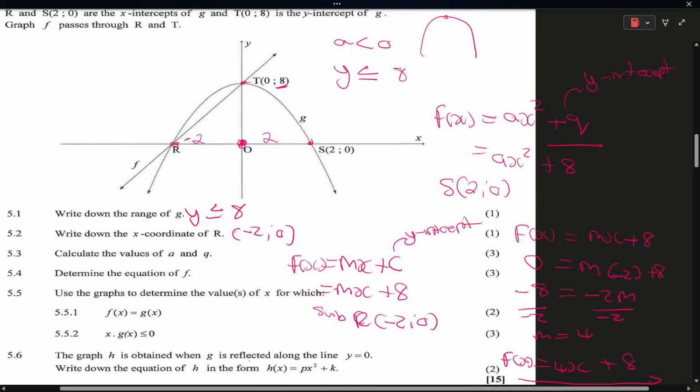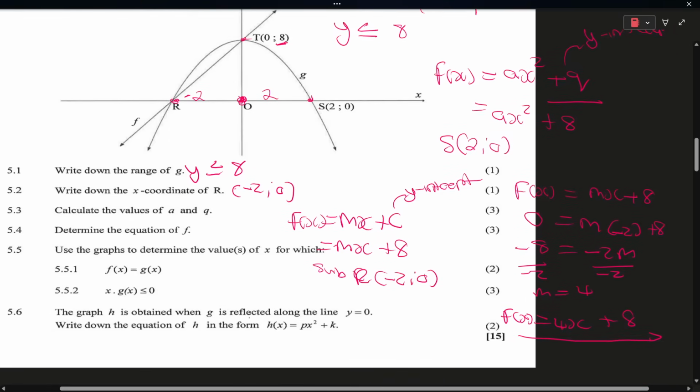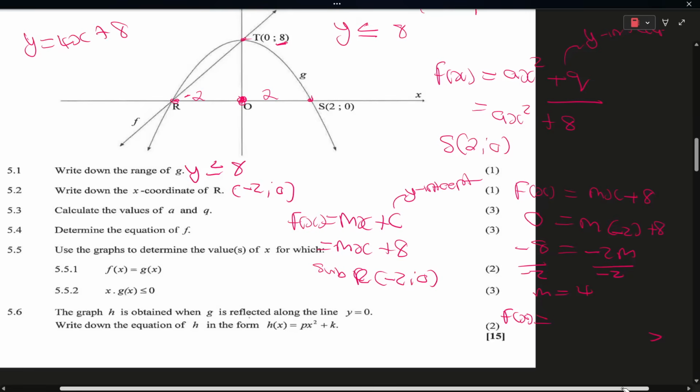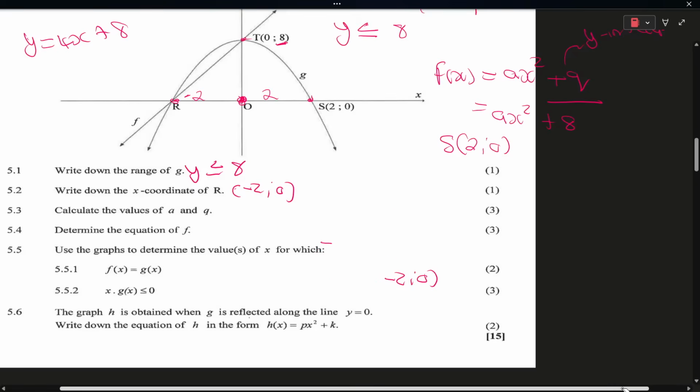Okay, and now let's move. Okay, let me write it here. My equation, it says y is equals to 4x plus 8. Okay, let me erase this other stuff. Okay, you can pause this video and try this question.